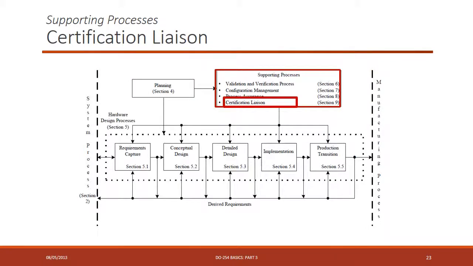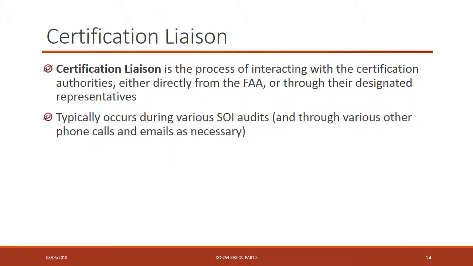The final supporting process we're going to talk about is called certification liaison. Now, I've referenced certification liaison numerous times when I've been talking about the SOI audits. So certification liaison is the process of interacting with the certification authority, either those working directly at the FAA or EASA, or whatever other agency you are interacting with, or through their designated representatives. And in the U.S., those folks are typically referred to as DERs.